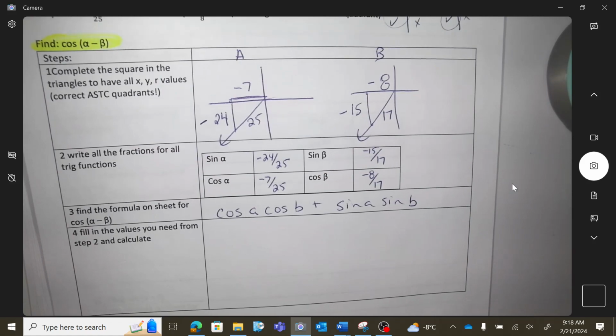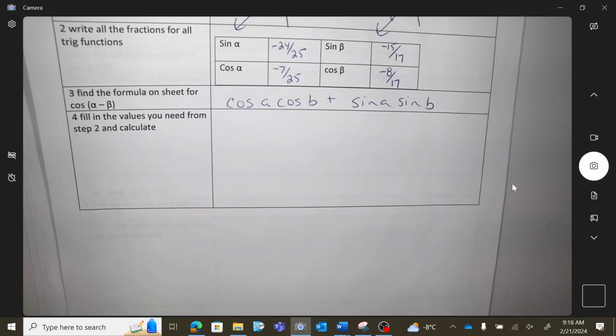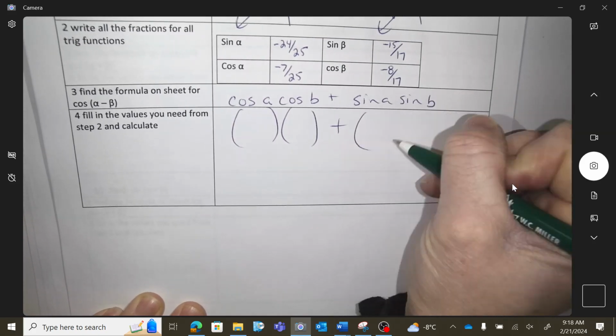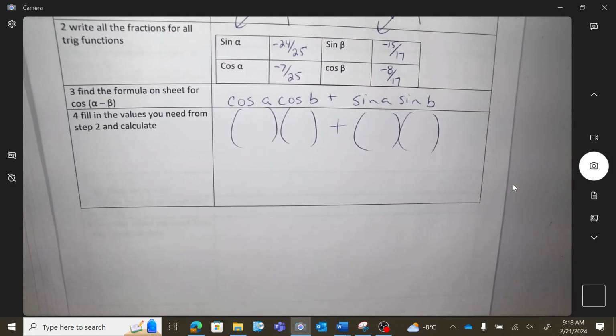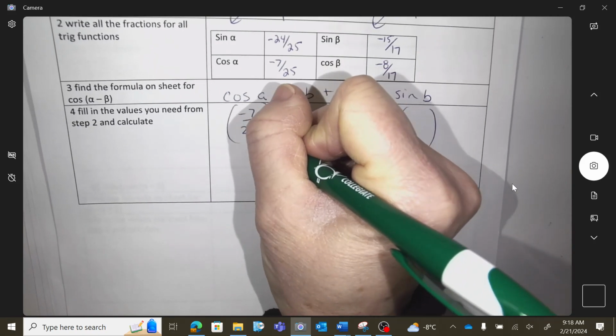Did you find a formula that looked like that from your sheet? Just like yesterday, we did this formula quite a bit. And then underneath that, can you draw me up 4 brackets to make replacements into? Okay, your hard work is done. So now copy into the brackets. I got this chart here for you, so then you go negative 7/25.